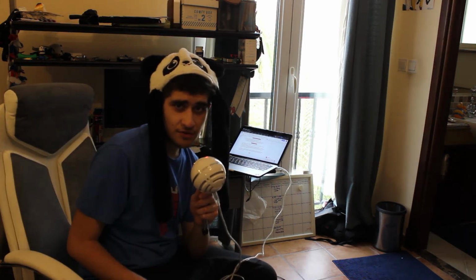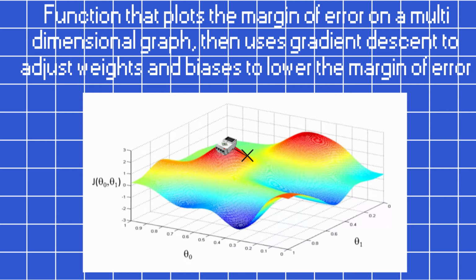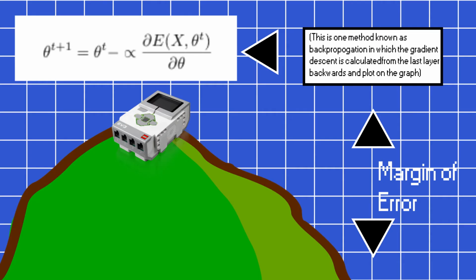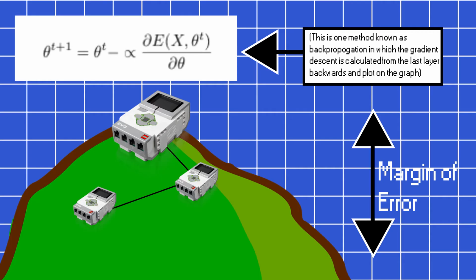loss functions. Neural networks adjust weights and biases through loss functions. Loss functions plot the margin of error of a neural network based on tests onto a multidimensional graph, and it employs gradient descent to try and lower this. So basically, if our margin of error was a hill, our robot would start at the top of the hill, and it would keep adjusting weights and biases to see how it can get lower and lower down the hill.